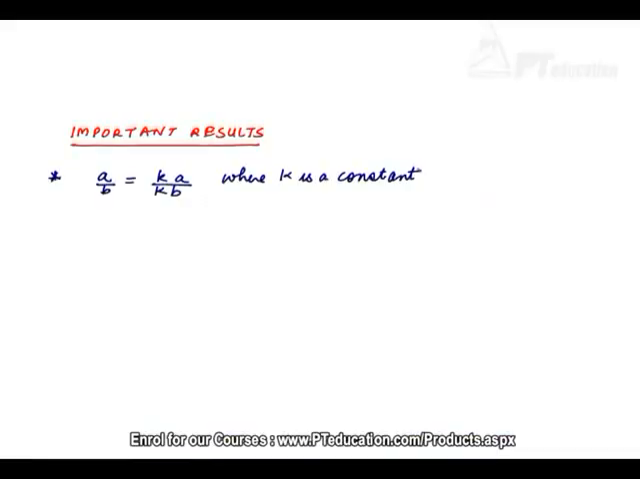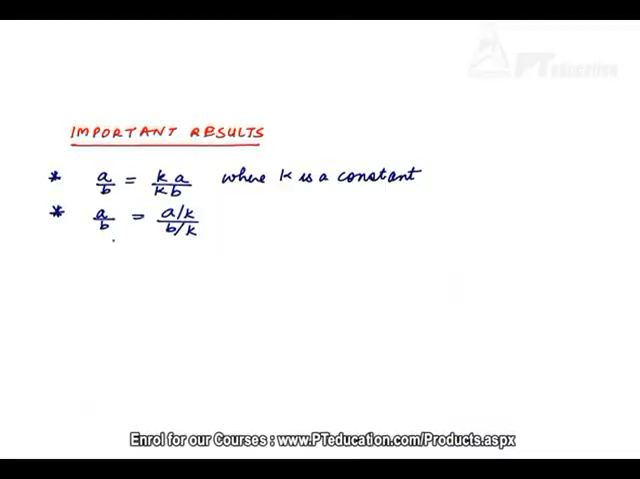Here they are. First, A by B is equal to Ka by Kb, where K is a constant, because K will get cancelled out. So A by B can always be written as Ka by Kb, where K is any constant, 2 or 3 or -5 or anything. Second result, A by B is equal to A by K upon B by K, because ultimately A by K is the same as A into 1 by K. Thus, the second result is the same as the first result.